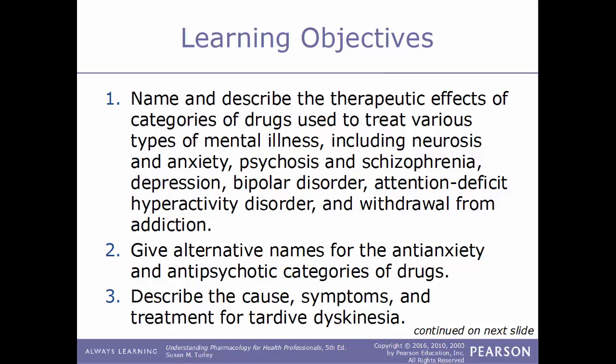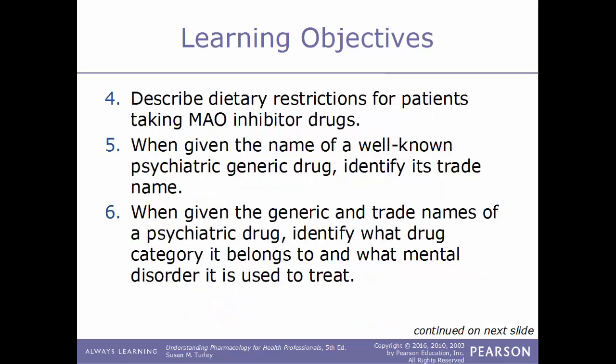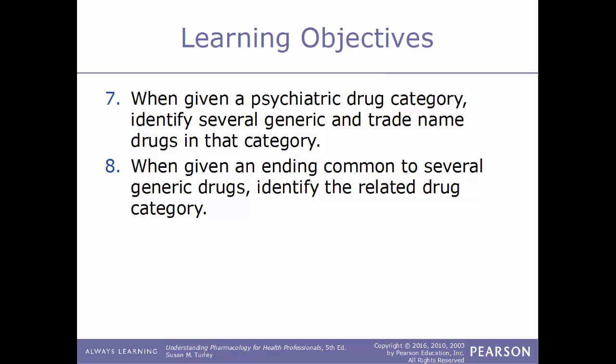Describe the cause, symptoms, and treatments for tardive dyskinesia. Describe dietary restrictions for patients taking MAO inhibitor drugs. When given the name of a well-known psychiatric generic drug, identify the trade name. When given the generic and trade names of a psychiatric drug, identify what drug category it belongs to and what disorder it is used to treat. When given a psychiatric drug category, identify several generic and trade names in that category. And lastly, when given an ending common to several generic drugs, identify the related drug category.